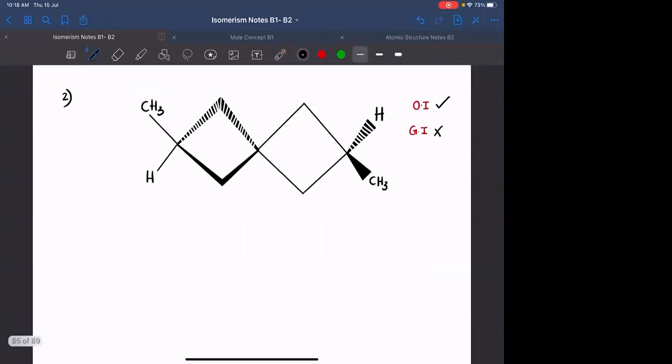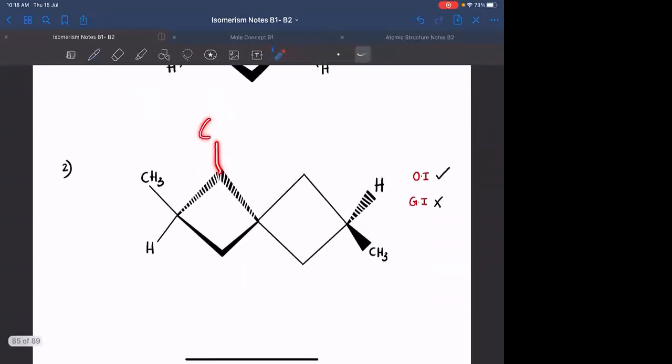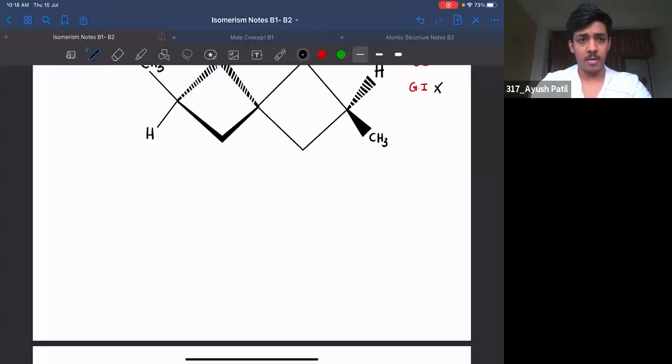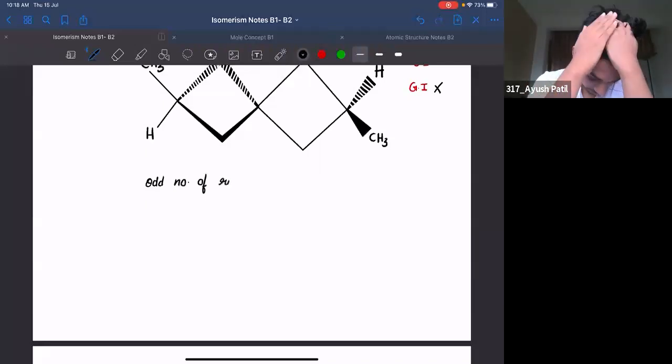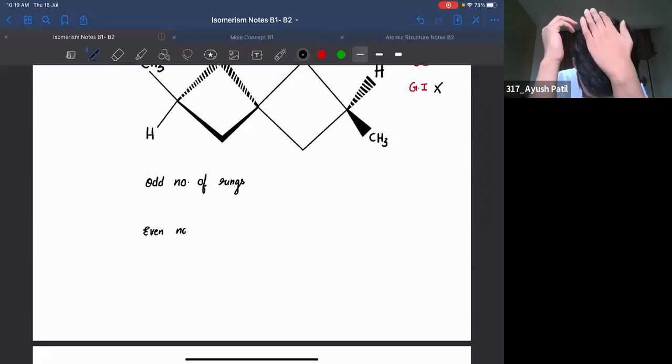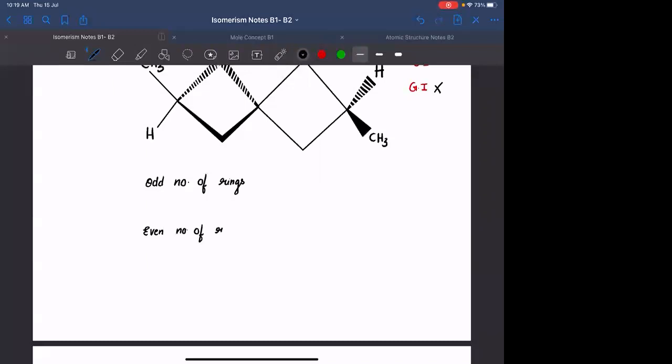ठीक है, लाइक यहाँ पे आप लोग यहाँ पे और एक ग्रुप अटैच कर दो CH3. यहाँ पे कुछ नहीं है, देन दिस इज नॉट सिमेट्रिकल ना. Okay, so what can I write here? Odd number of rings. Odd number of rings के केस में you have geometrical but not optical.